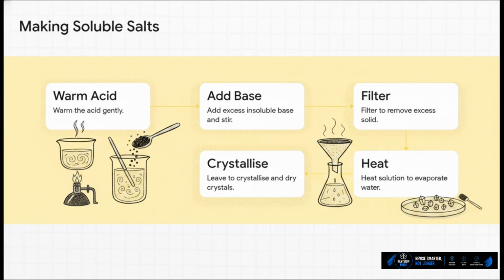If you actually wanted to perform this reaction to produce a soluble salt in a lab, you'd follow a very structured method. It's kind of like a recipe. Step 1, warm the acid gently. Step 2, add an excess of your insoluble base. Step 3, stir it until the reaction completely stops. Step 4, filter the mixture to remove any of that excess solid base left over. Step 5, heat the remaining solution so the water begins to evaporate. And finally, step 6, leave the solution to crystallize and dry the resulting crystals. This elegant process transforms liquid acidic solutions and base solids into perfectly formed, dry salt crystals.